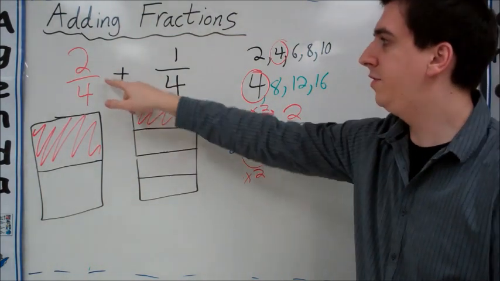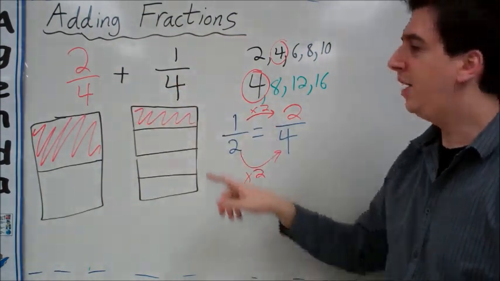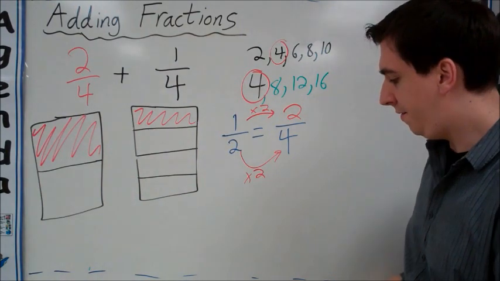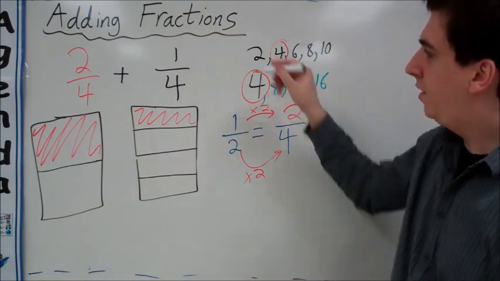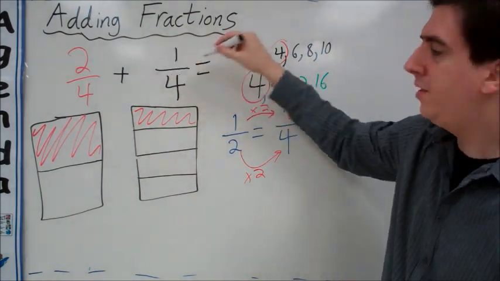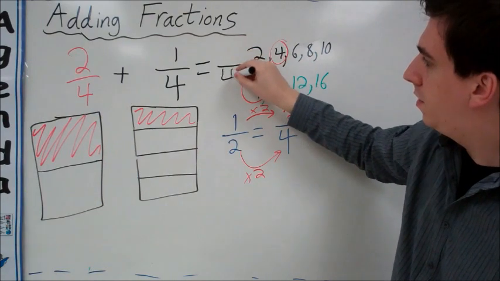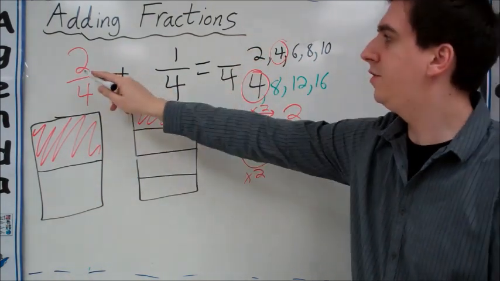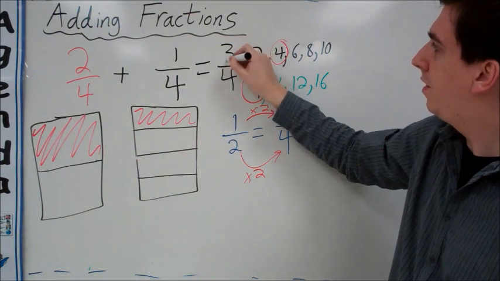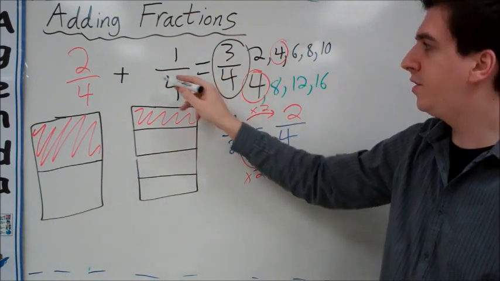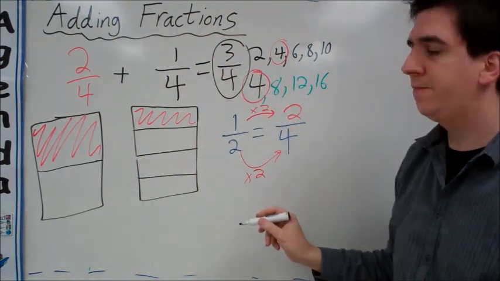When we look at this now, 2 fourths plus 1/4, they have the same denominator. When we add fractions, we leave that denominator alone. They have to be the same. And we add the numerator. 2 plus 1 is 3. So 2 fourths plus 1/4 is 3 fourths.